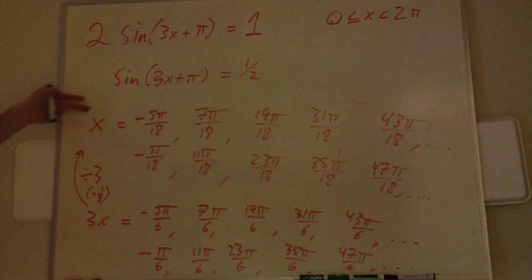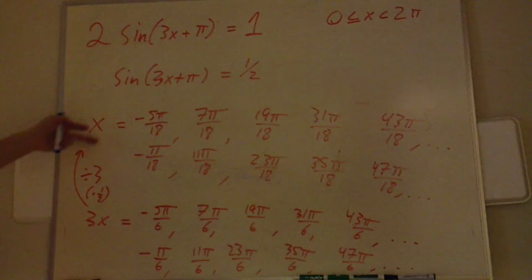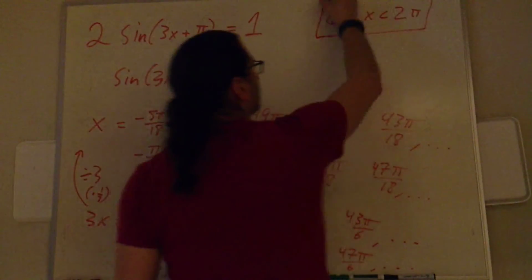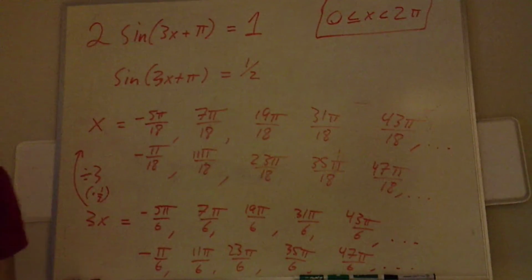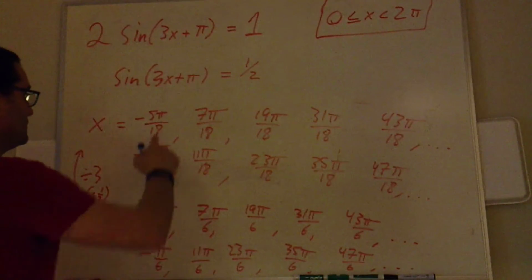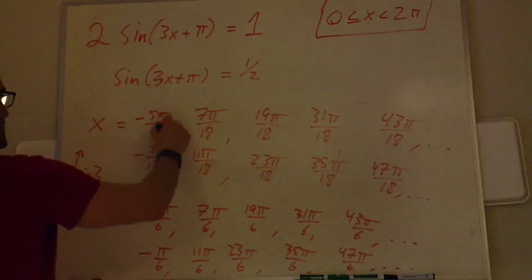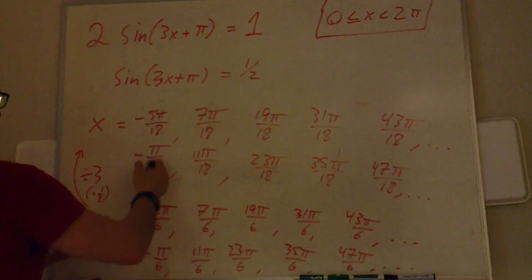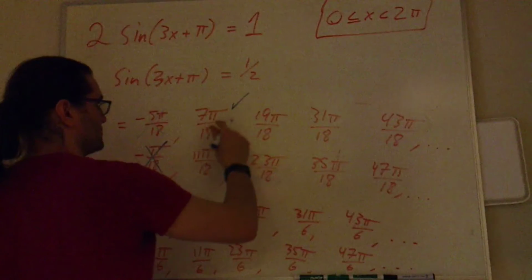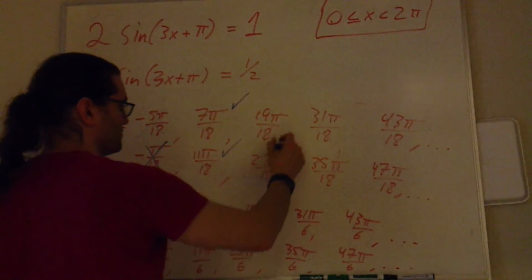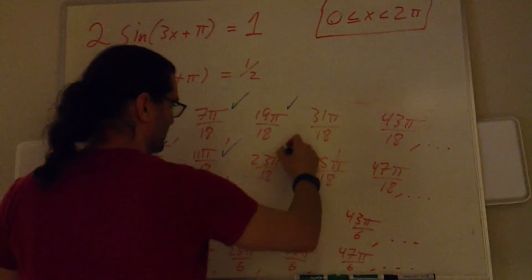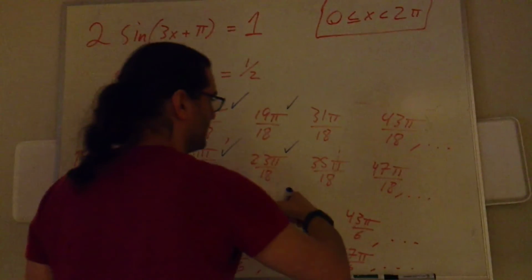I'm finished editing this x. It's by itself. Now I just need to compare this list to my range. So this one is negative, that's less than 0, this one's out. This is negative, that one's out. This is, that one's good. It's between 0 and 2 pi. This is between 0 and 2 pi. This is a little bit more than 1 pi, so it's good. This is still less than 2 pi.